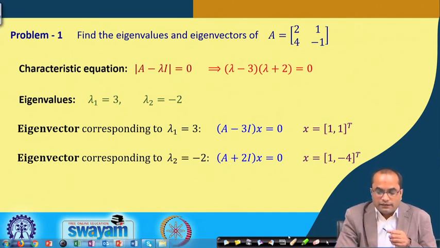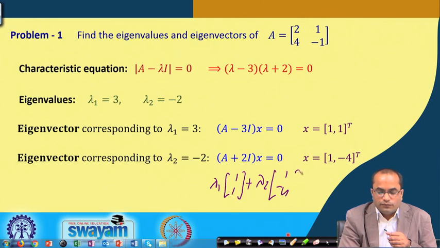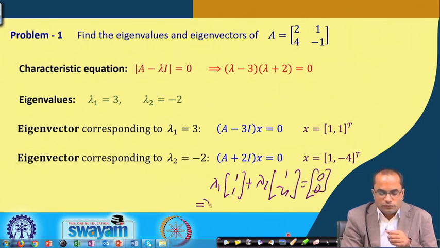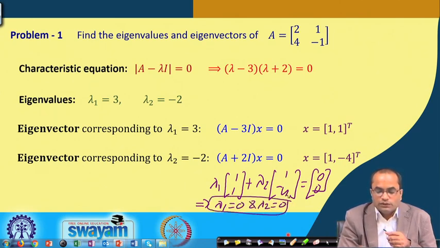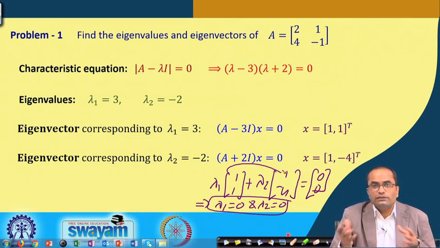We cannot get lambda 1 times this 1 1 and then lambda 2 times this 1 minus 4. If you want to set this linear combination to 0, the only solution is that lambda 1 is 0 and lambda 2 is 0. There is no other possibility here. So, these vectors 1 1 and 1 minus 4 are linearly independent vectors.